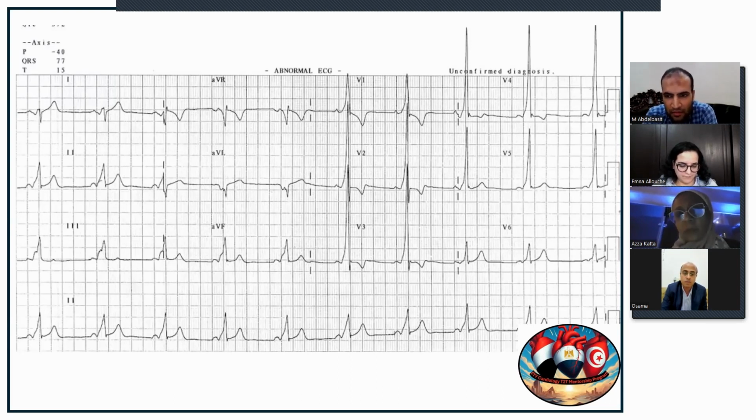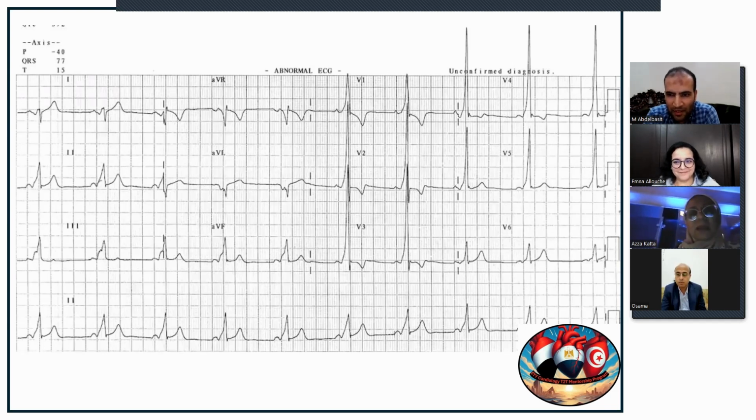And so we know from V1 if it is right or left. We can know from the inferior leads if it is anterior or posterior. And we can know if it is septal from the precordial leads. But this is an oversimplification for the localization of the accessory pathway. Yes, but nowadays we have mobile applications.